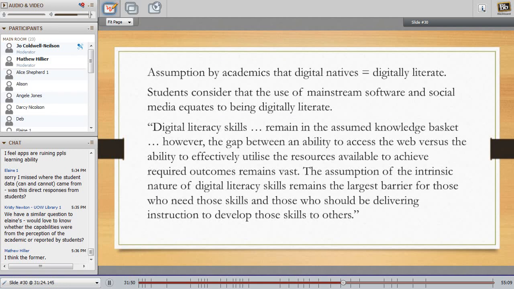Students consider that the use of mainstream software and social media equates to being digitally literate, but they are unable to transfer those skills to different contexts. And the last paragraph here is a really interesting comment from one of the respondents around digital literacy skills, and I'll give you a moment to read that.